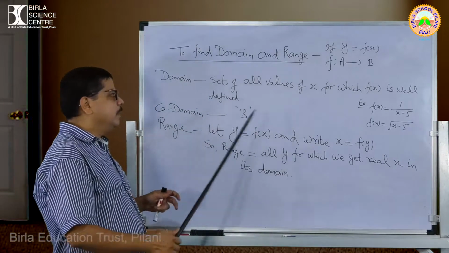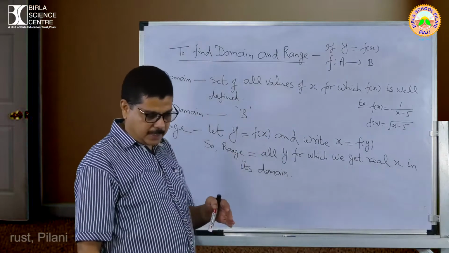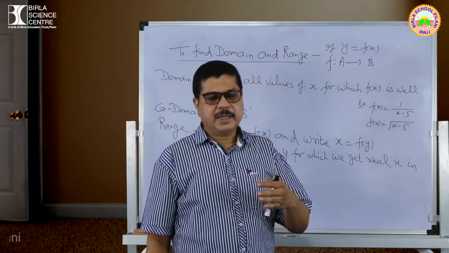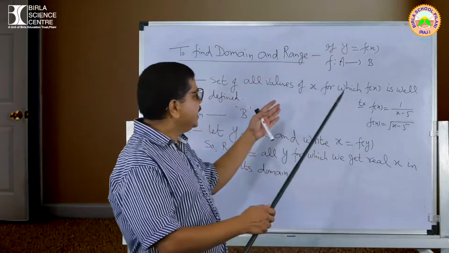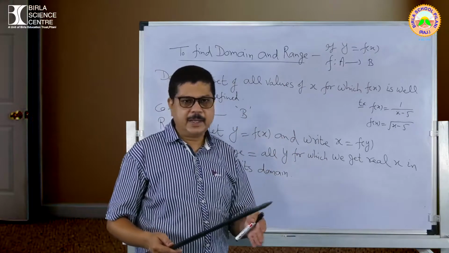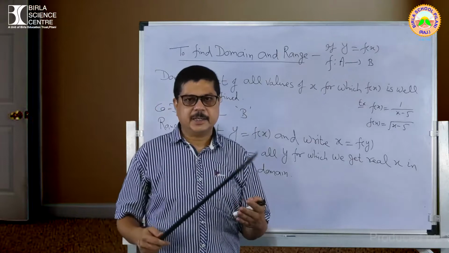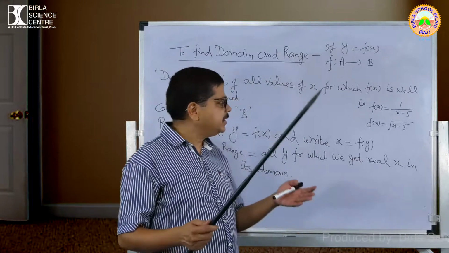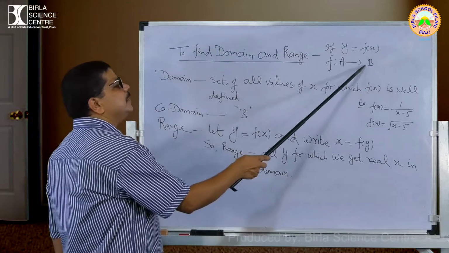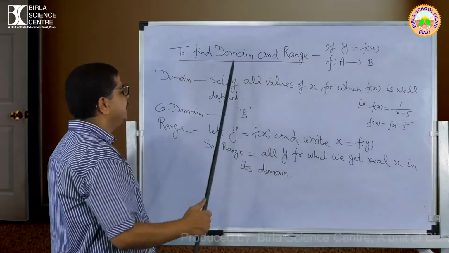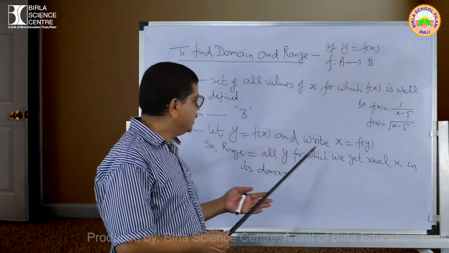And the codomain is the set B. In the language of, suppose, a computer, the domain is the input. What input you are giving, that is the domain. And what is the expectation, what processing is going on? What is your expectation? That is the codomain. Expected values will be from this set B. That is your codomain. And what output you are getting, that is the range.